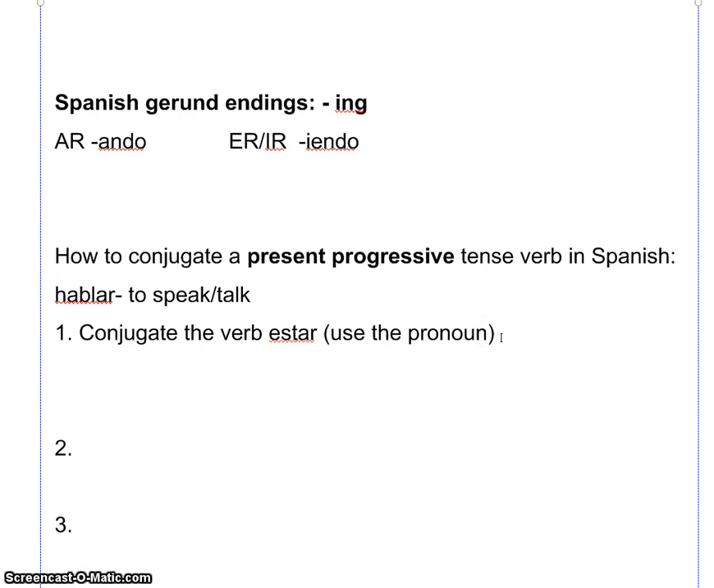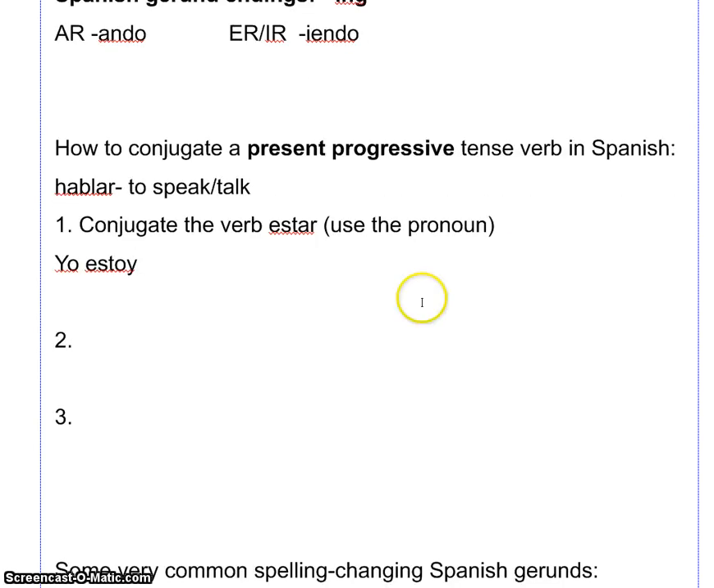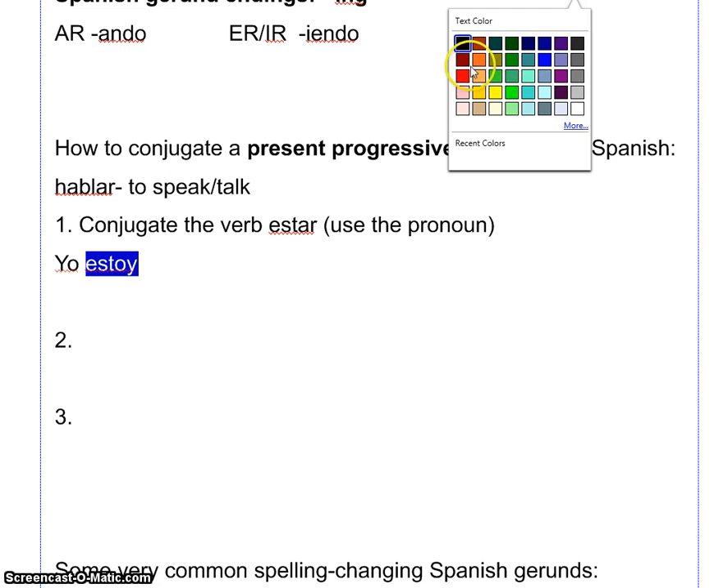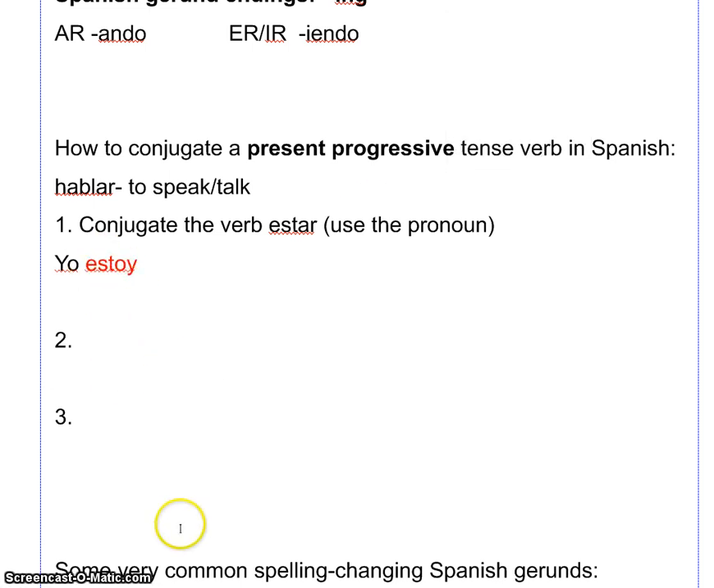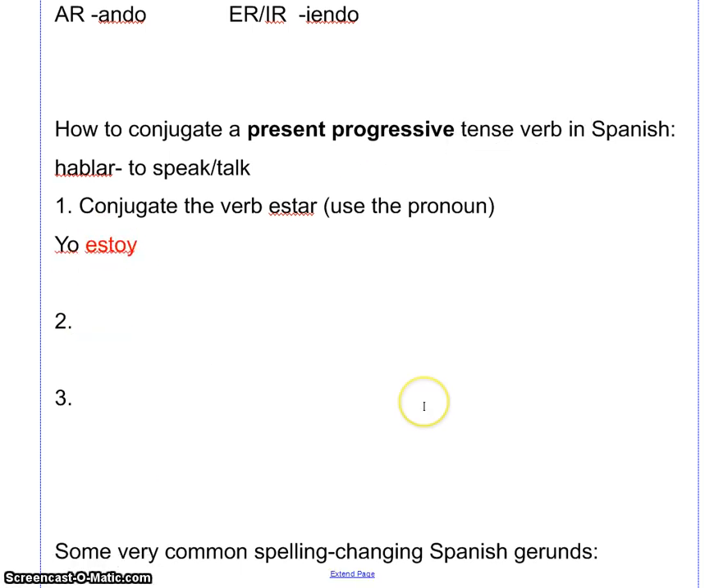So for example, if it was the yo, then I'm going to put estoy, of course. If it was tú, I'd put estás, and so on and so forth. I just put yo estoy, okay? So I've changed this one. Let me put it in red. I've done my first step. I have estoy. The second step, okay, it's pretty simple.